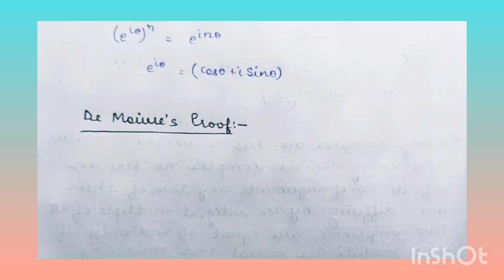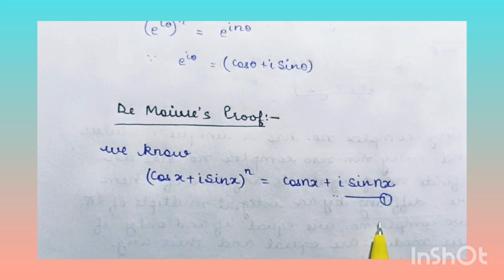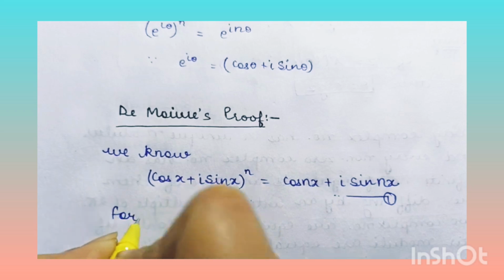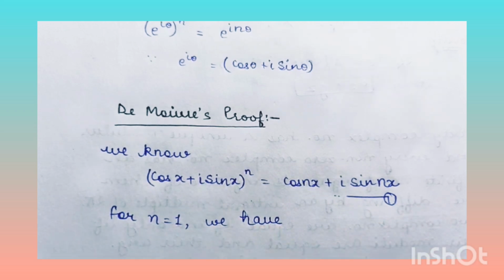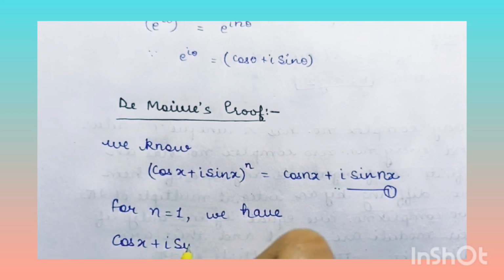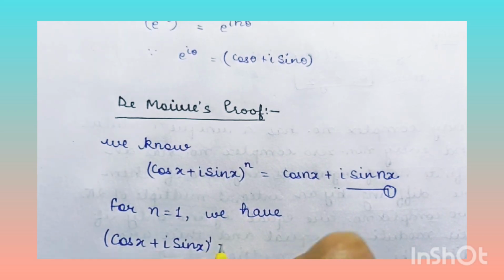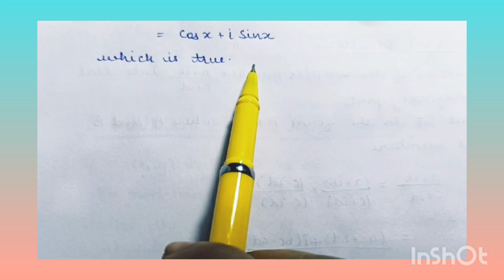Now we will prove this de Moivre's theorem. First we will apply mathematical induction. We know that (cos x + i sin x)^n = cos nx + i sin nx. This is our equation number 1. Step 1: we prove it for n = 1. Put n = 1 in equation 1, so we get cos x + i sin x, which is true.